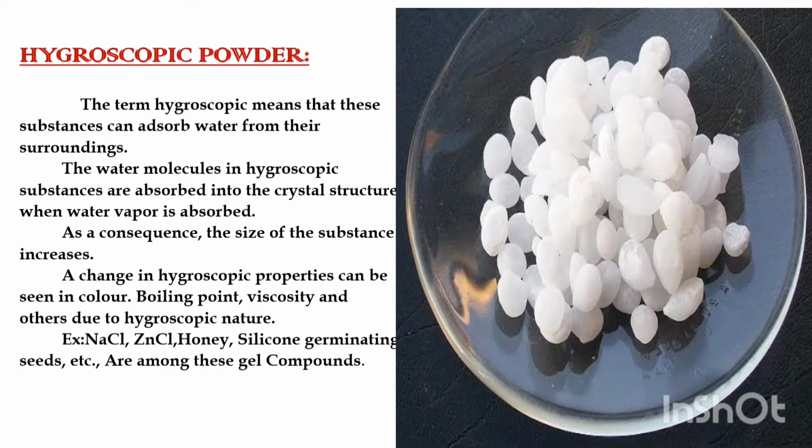Now let's see the definition of a hygroscopic powder. The term hygroscopic means that these substances can absorb water from their surroundings. The water molecules in hygroscopic substances are absorbed into the crystal structure when water vapor is absorbed. As a consequence, the size of the substance increases. A change in hygroscopic properties can be seen in color, boiling point, viscosity and others due to the hygroscopic nature. The examples of hygroscopic powders are NaCl, zinc chloride, honey, silicon, germinating seeds, etc. are among these gel compounds.